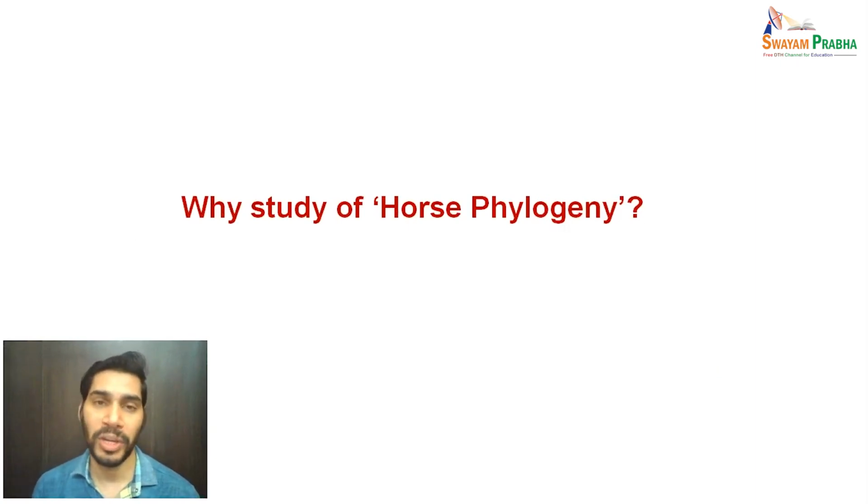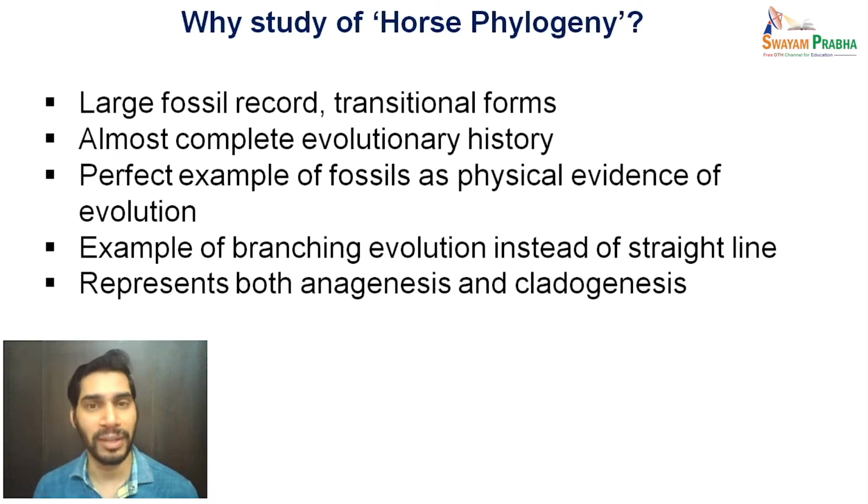Then the question comes, this is fine, but what are we going to study? We are going to study horse evolution, but why horse evolution? As an evolutionary biologist, we might be interested in studying the evolution of man, and as a zoologist, maybe the evolution of various organisms. But why the horse only? There are a number of reasons why we are particularly focusing on horse phylogeny, and why it is a very common feature of all the textbooks on evolution starting from the school days. Some of the reasons we can narrate like this.